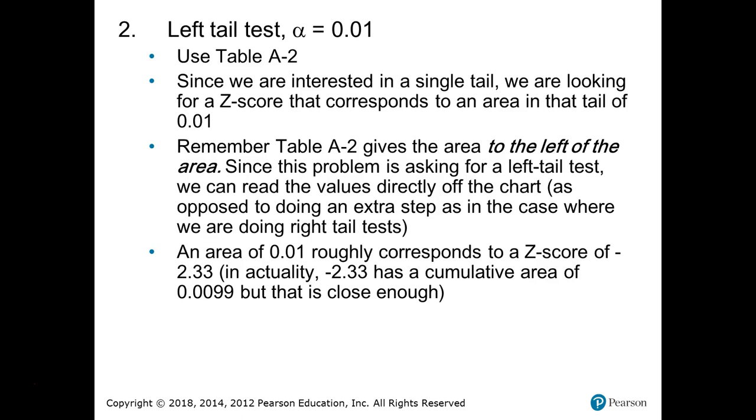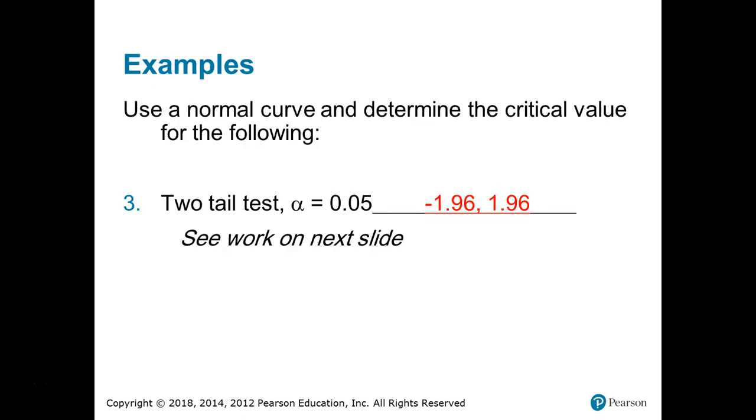In actuality, negative 2.33 has a cumulative area of 0.0099, but that's close enough. Again, just make sure that you know how to read table A2 and you're seeing where I got these values, or else you'll be lost in the tests and quizzes.